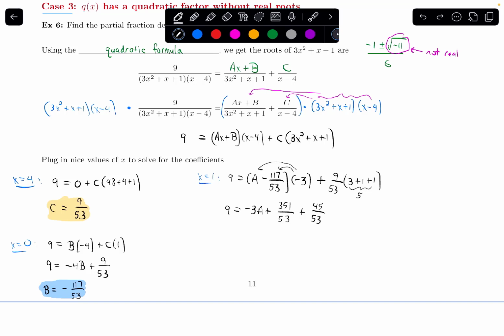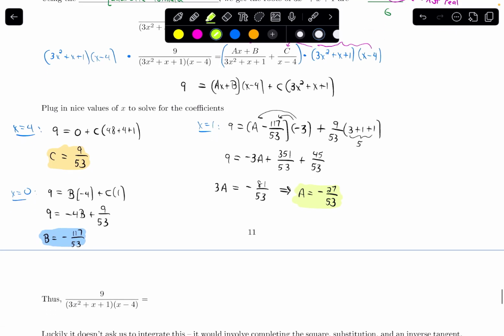All right, if I rearrange this, I'll get 3a on the left. And if I move the 9 over to the right and get some common denominators, it turns out we'll get negative 81 over 53. And then finally, if I divide by 3, I'll put an arrow here. We'll get a equals negative 27 over 53. Let me highlight that as well. Okay, so I got the a, I got the b, I got the c. We are ready to take those and write our partial fraction decomposition.